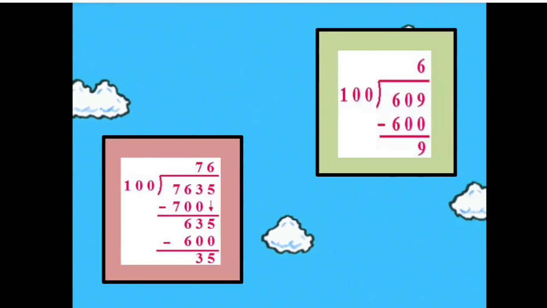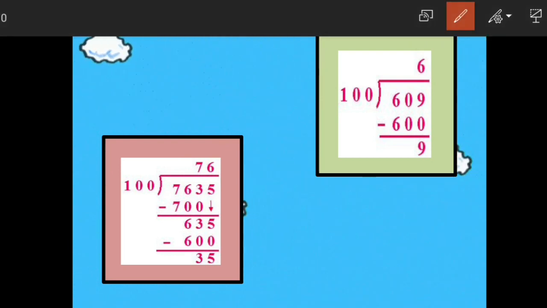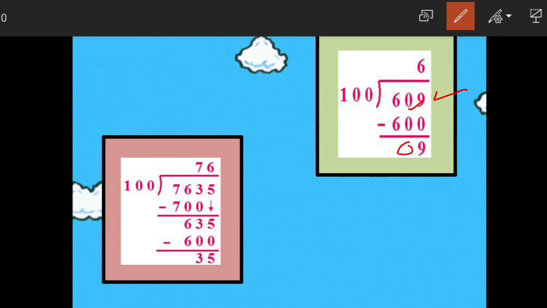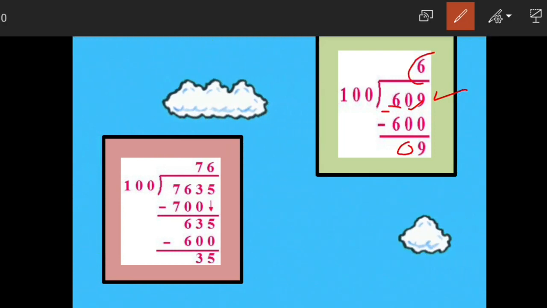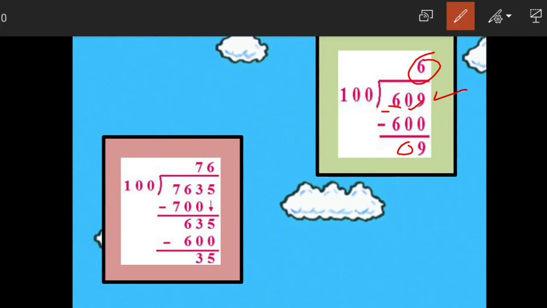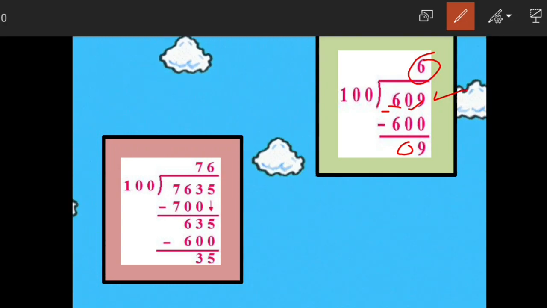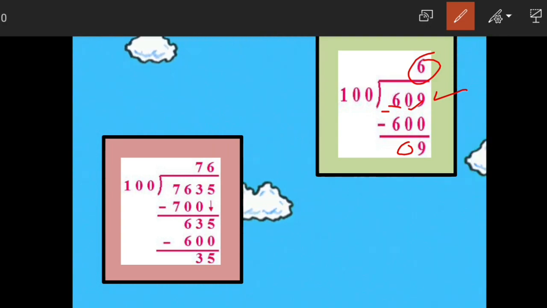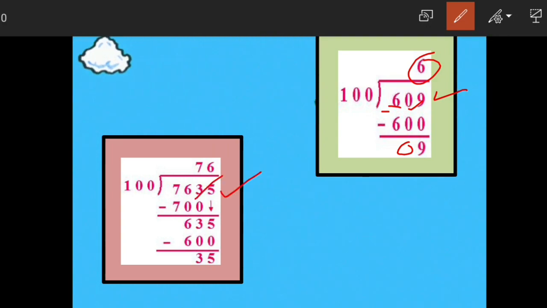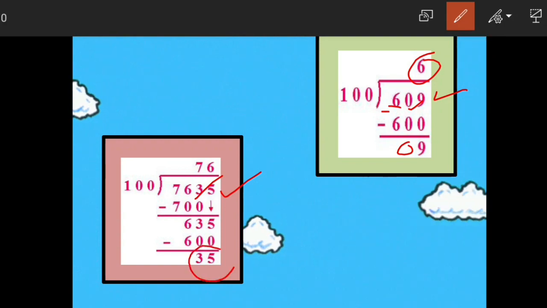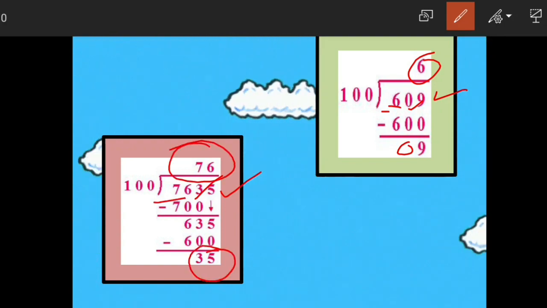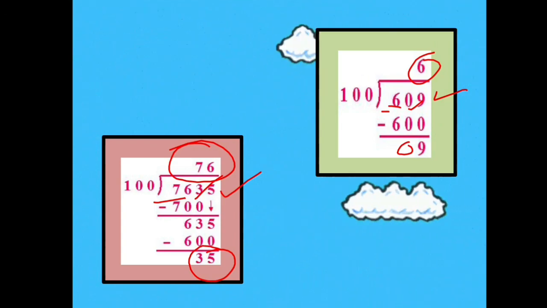Here are 2 examples. You can see here 609. So ones and tens, that is 0 and 9, will become the remainder, and the number left will become the quotient. Same way 7635, when it is divided by 100, the numbers in the ones and tens place, that is 3 and 5, become the remainder, and all the rest of the numbers become the quotient.